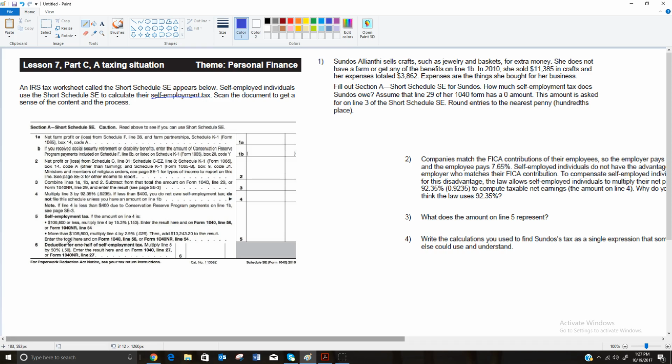And then we have a deduction for 1/2 of self-employment tax. So we get to take whatever we get after doing all that and cut it in half, and then that's what you owe.